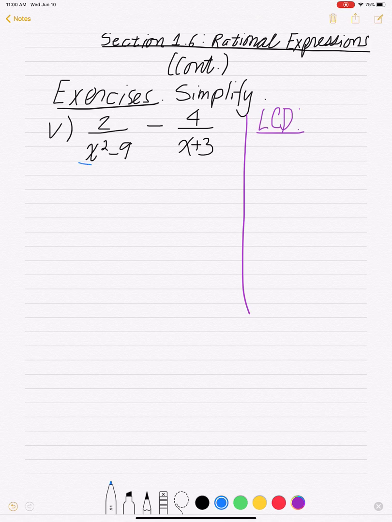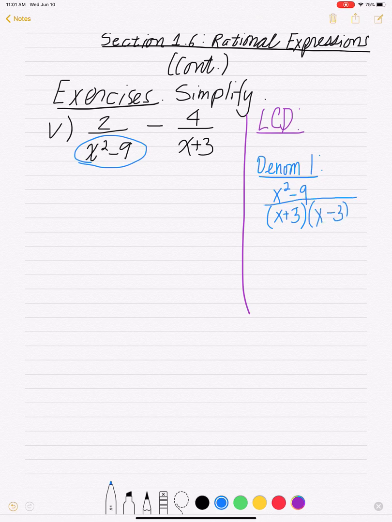So my first denominator here is x squared minus 9. And we want to see, can we factor that? Yes, actually you can factor that. That factors into what? X plus 3, x minus 3, right? That's just a difference of squares factorization. So we got two primes. X plus 3 is a prime. X minus 3 is a prime. These are the building blocks of polynomials, primes.